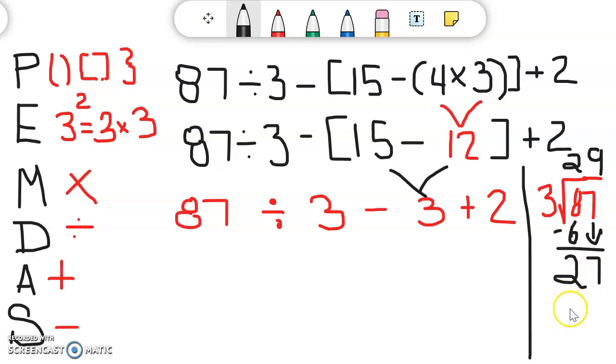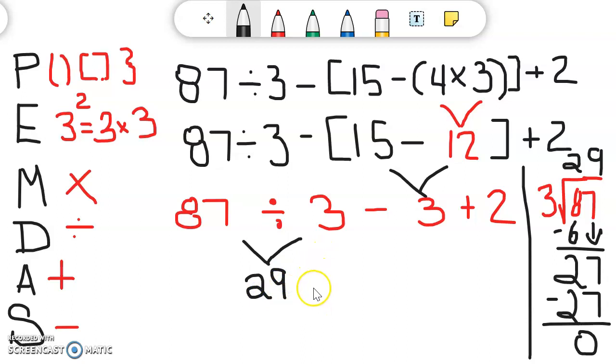So the 9 goes up top in my quotient, and I'm going to subtract the 27, and I zero out. So 87 divided by 3 equals 29. So there's my 29. And now I'm going to bring down the rest of the problem. The subtraction sign is there. The 3 is still left, the plus sign, and the 2.